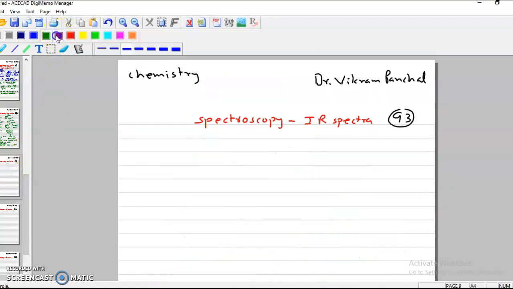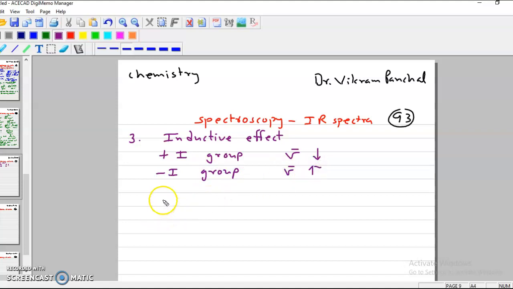Next one is the inductive effect. With reference to the inductive effect, there are two types of functional groups. One is called the +I group, in which frequency decreases, and if a -I group is present along with C=O, then frequency increases. The best example is formaldehyde. Here both sides of C=O are hydrogen, and in this case C=O is at 1750 cm⁻¹. Now in case of acetaldehyde, where there is a methyl group, which is a +I group, the band appears at 1730 cm⁻¹ because of the +I group.